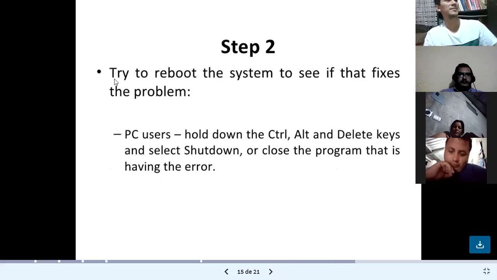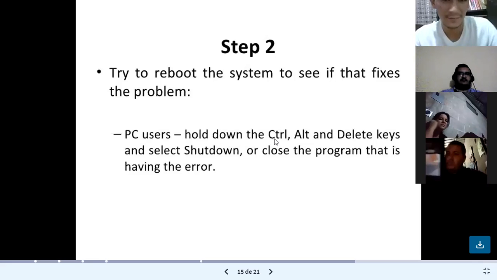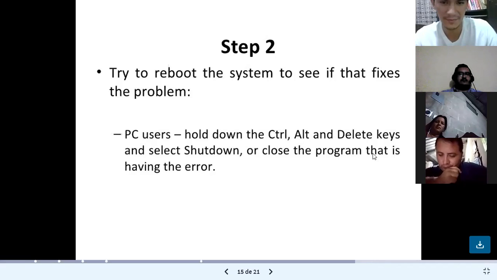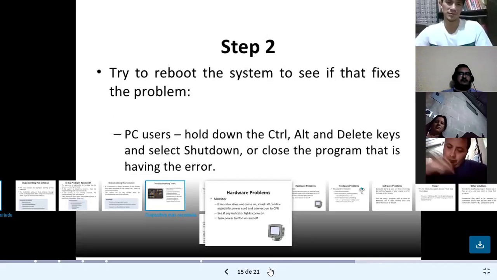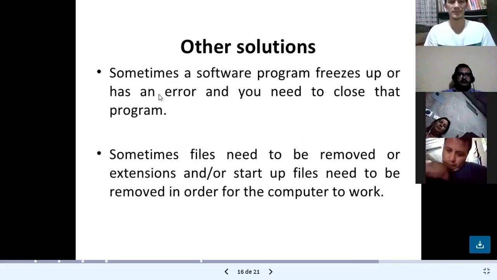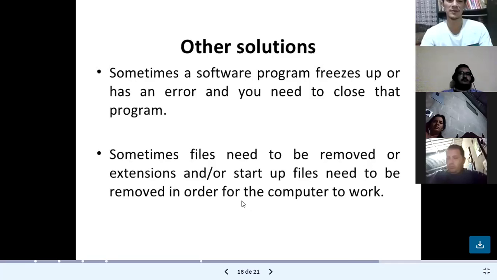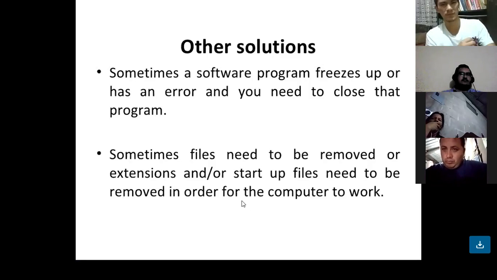All right, step two, try to reboot the system to see if that fixes the problem. Reboot es como reiniciar the computer or the system. PC users, the computer users, hold down the control and alt and delete keys and select shut down or close the program that is having the error. So we can try to do this, to reboot it. Other solutions, sometimes a software program freezes up or has an error and you need to close the program. Sometimes files need to be removed or extensions and or startup files need to be removed in order for the computer to work.